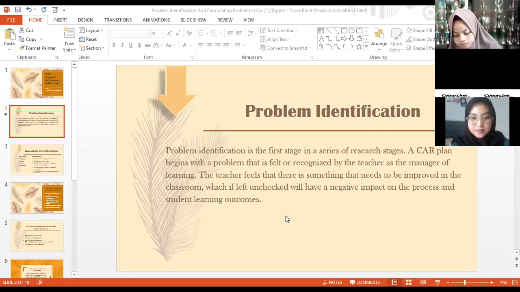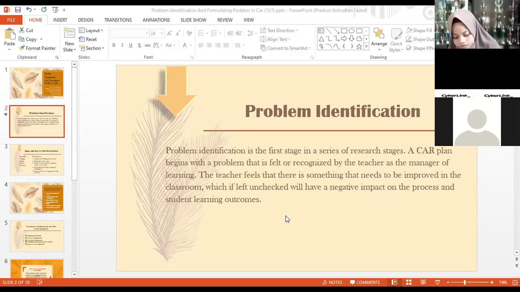Okay, thank you, Zillian. I will explain what problem identification is. Problem identification is the first stage in a series of research stages.